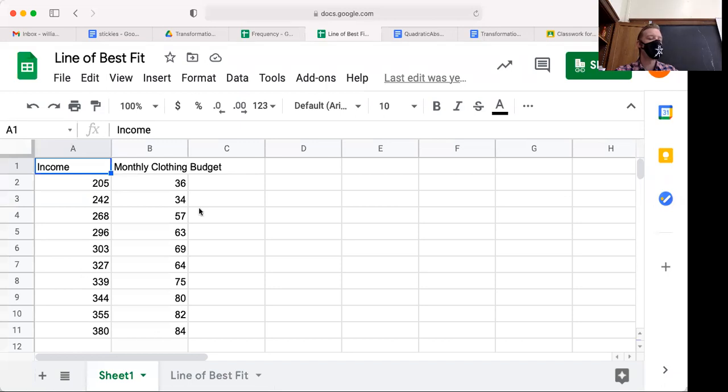And with this information, we are going to try and determine if there is a relationship between how much money someone makes and how much money they're spending on clothing. So we are going to start by making a chart. In order to make a chart, we want to select all of the information that we're using. So we want both the income and the monthly clothing budget. So we're just going to click and drag and highlight all of those for starters.